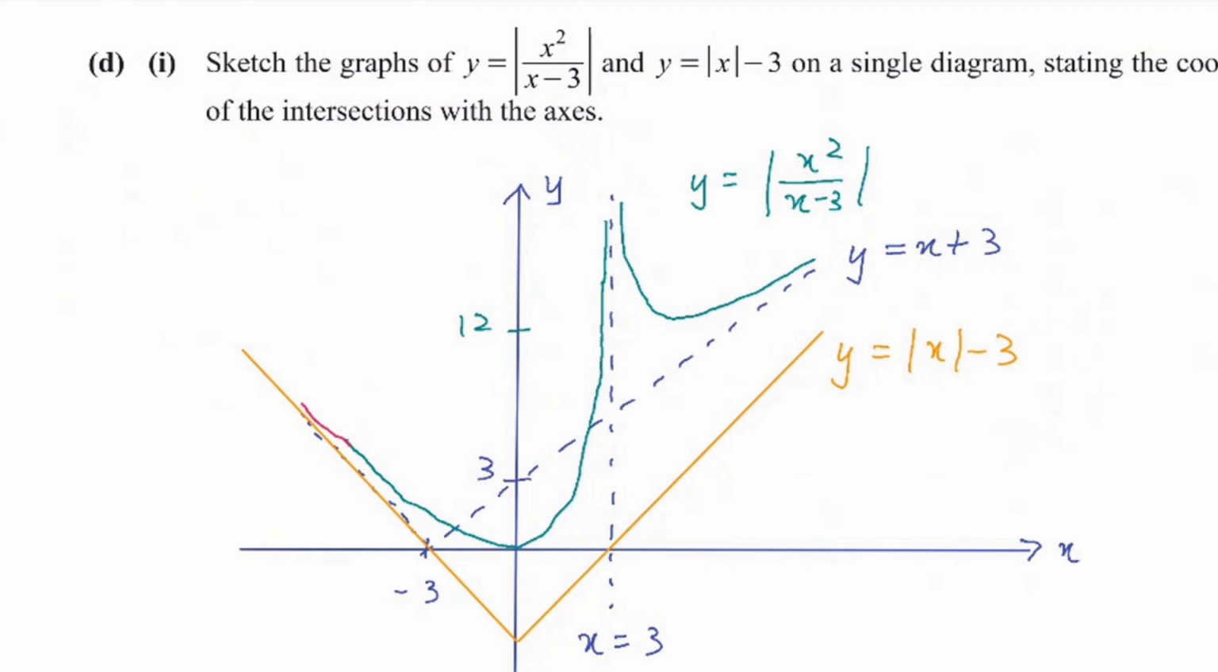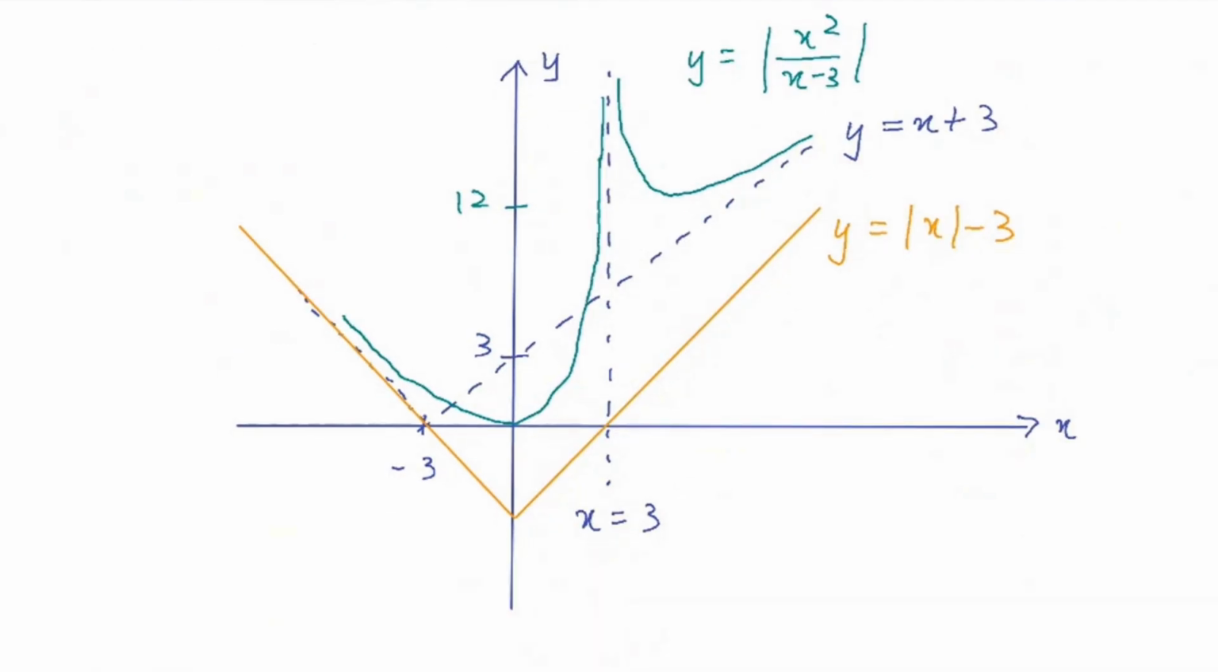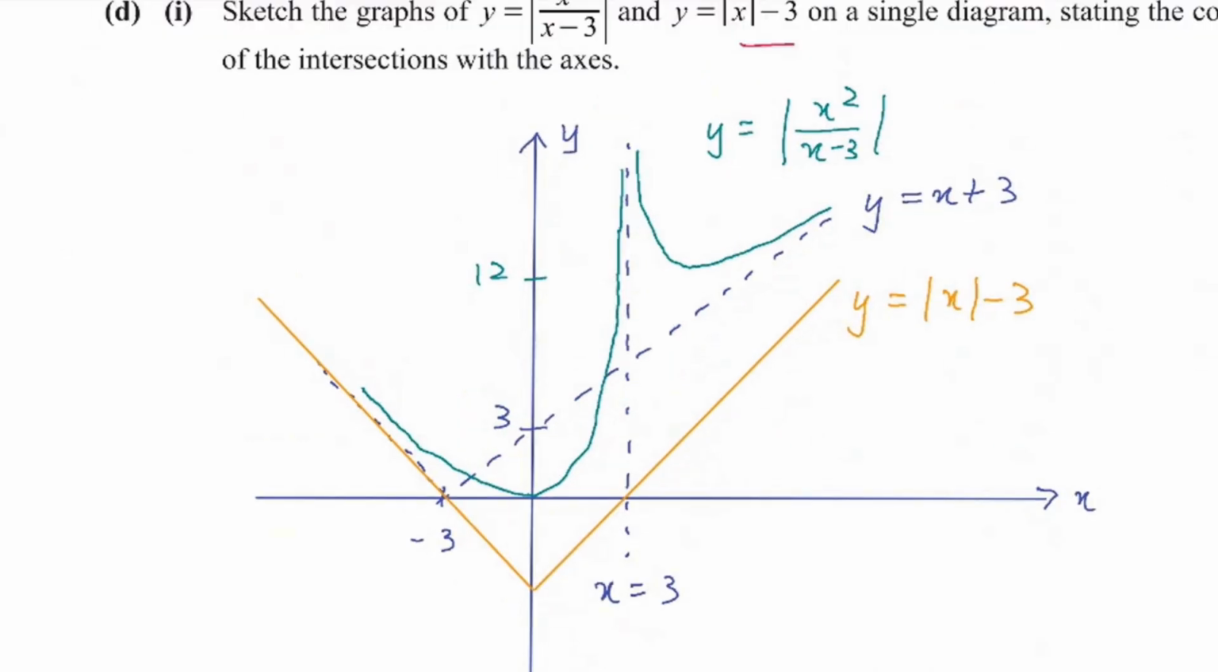And then for the other one, we have modulus x minus 3. So this is just modulus x, but we move down 3 units. When we move down 3 units, we have the graph which looks like this. So why do they purposely ask this kind of thing? It is because they want to see that when we have modulus x minus 3, this is the important part.